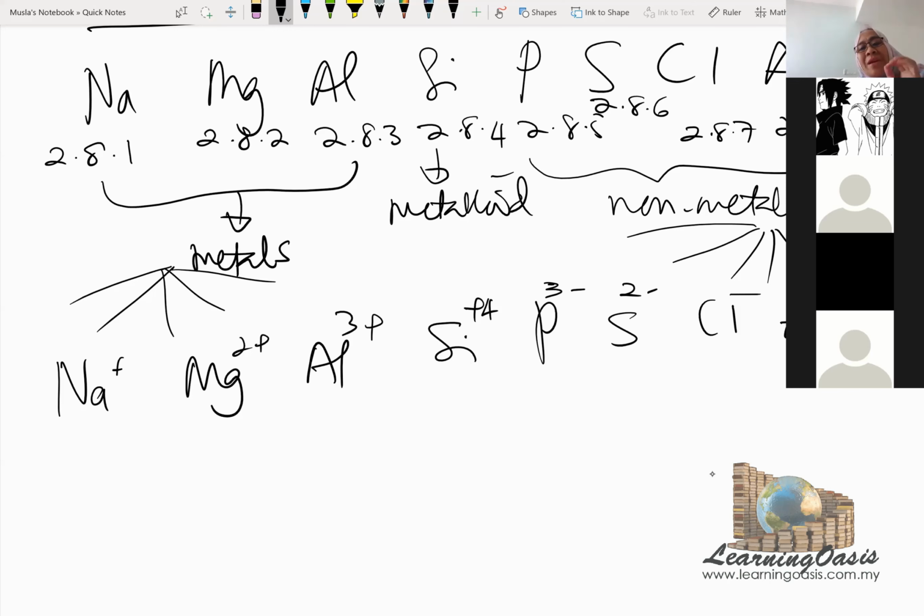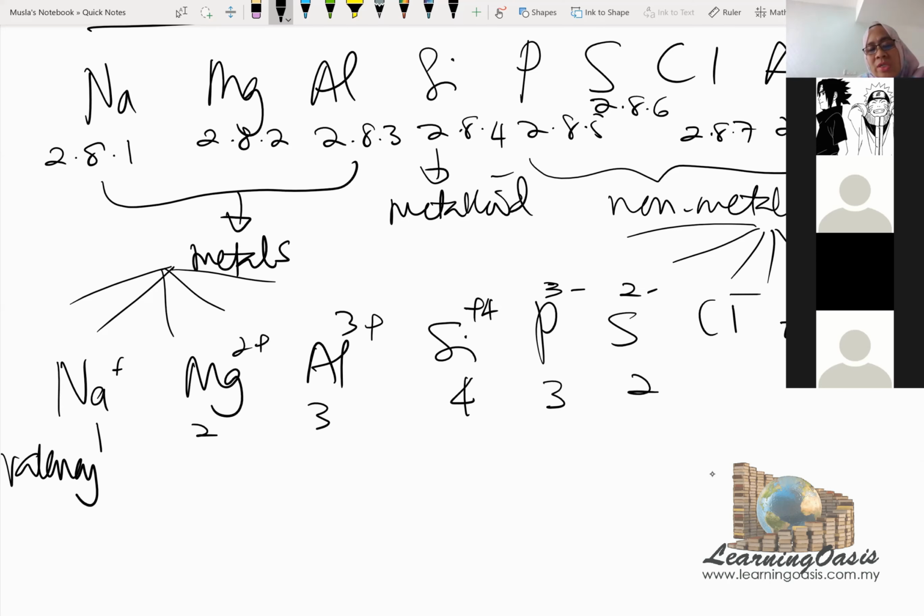Because valency is how many single bonds it can form with hydrogen or other atoms, phosphorus can form 3. So the valency of sulfur is 2, chlorine is 1. Now the charge: sodium is plus 1, magnesium plus 2, aluminium plus 3. So here, the valency is 1, 2, 3, 4, 3, 2, and 1.